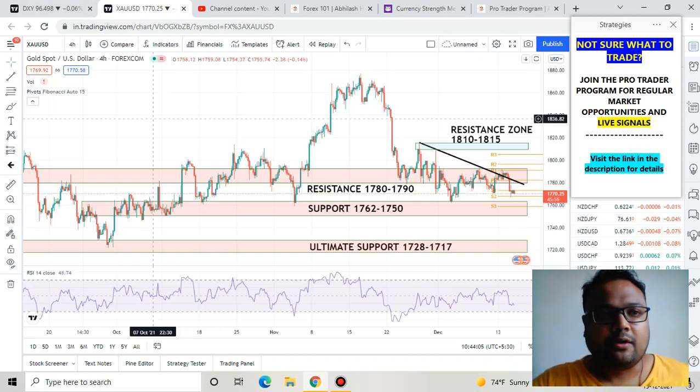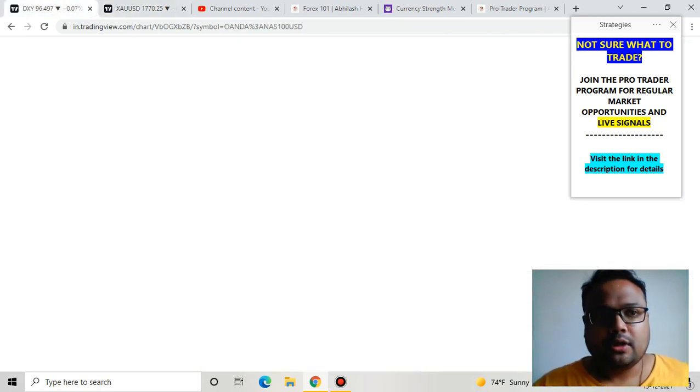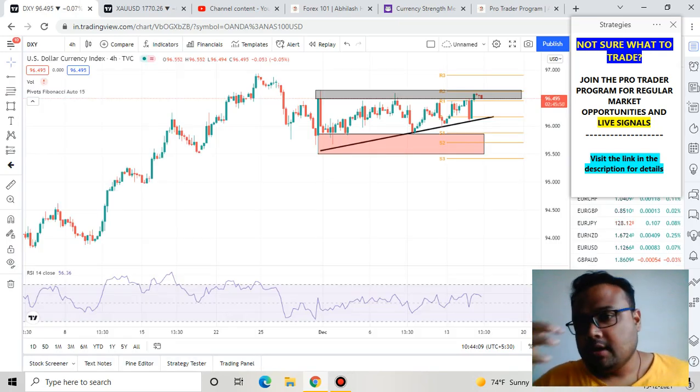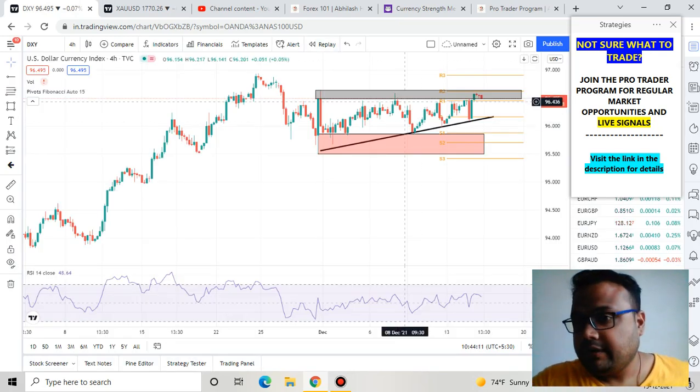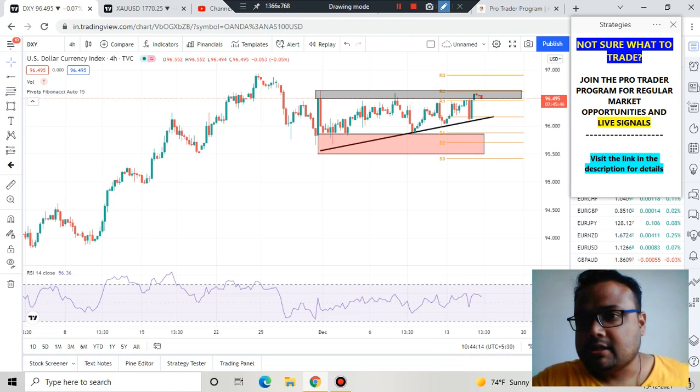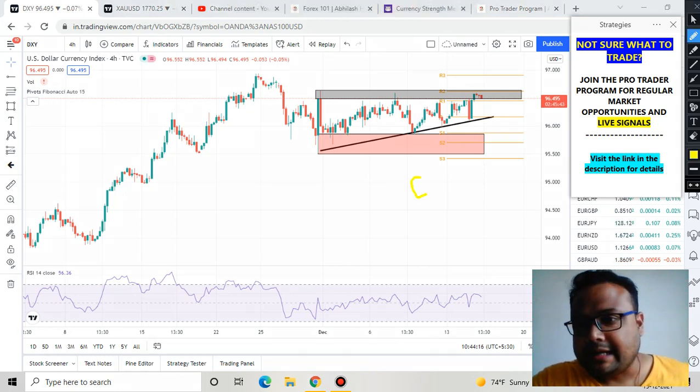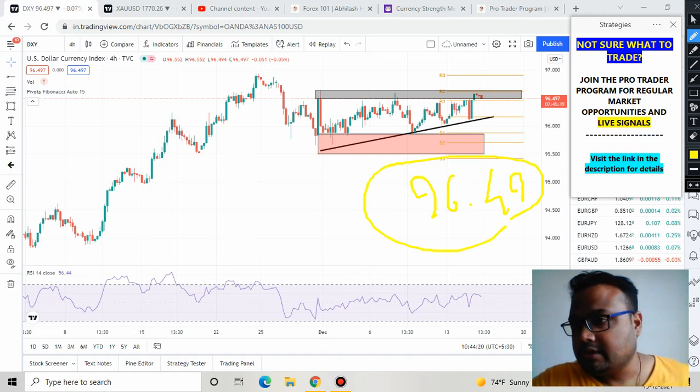At first, I would like to take you to the chart of DXY. This is the chart of DXY right now, and the current market price of US dollar DXY is 96.49.